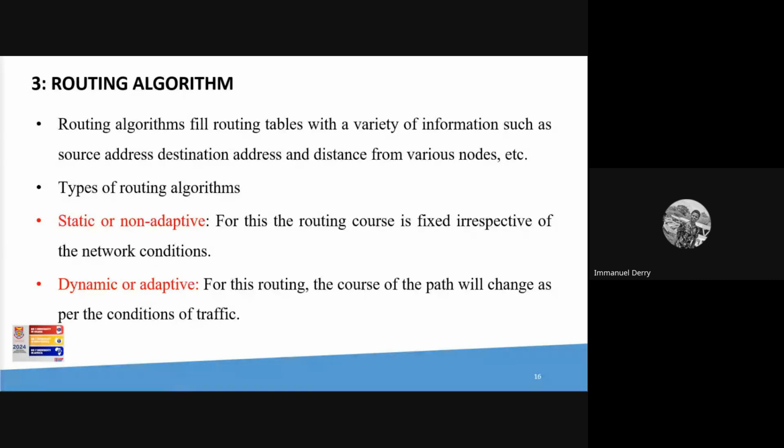Richard. Yes, sir. With the definition of routing, can we say it is the process of choosing a path to send data from one device to another in a network? Yeah, you can say that. Okay, thank you. Please, any other question?